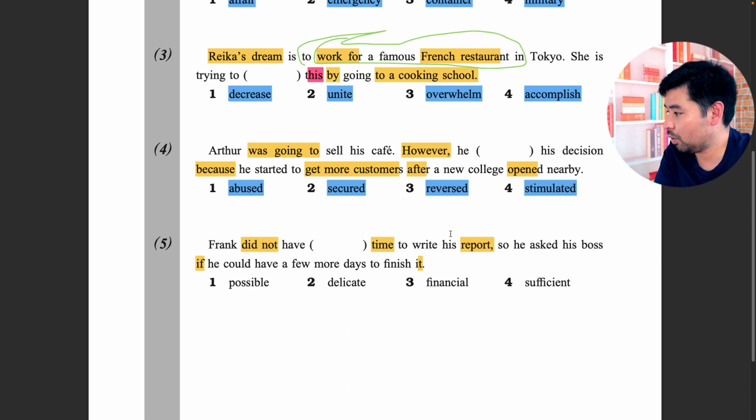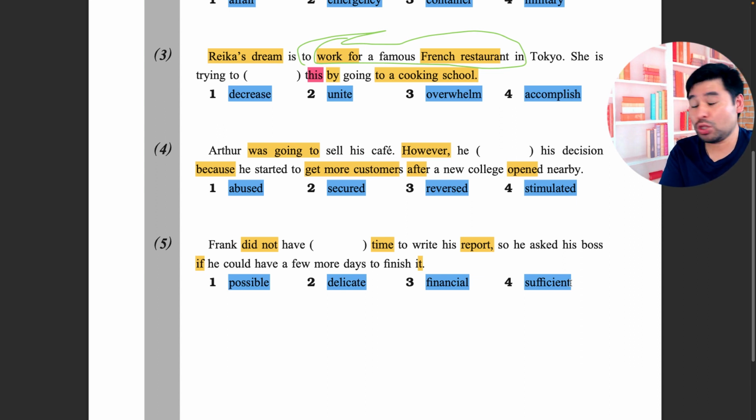So do you know what is report? If you don't know, check the word report. What are the options that we have? We have possible. So maybe he did not have possible time, delicate time, financial time, sufficient time. What do you think?